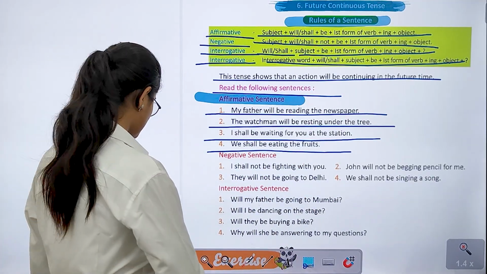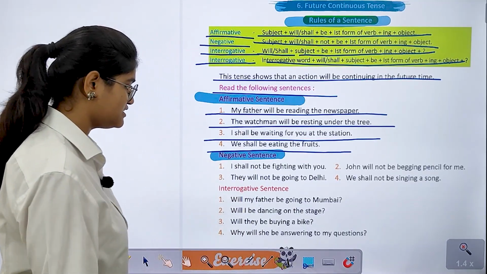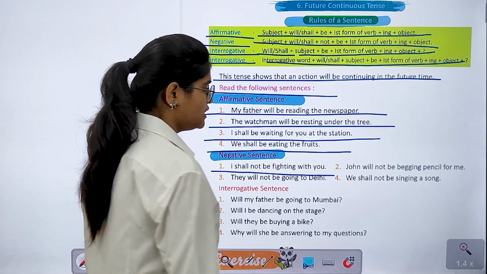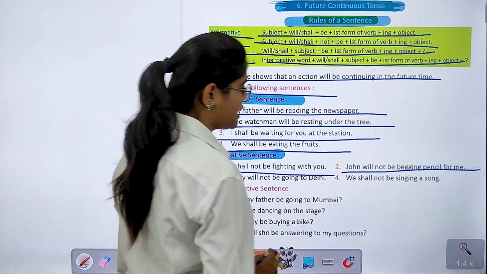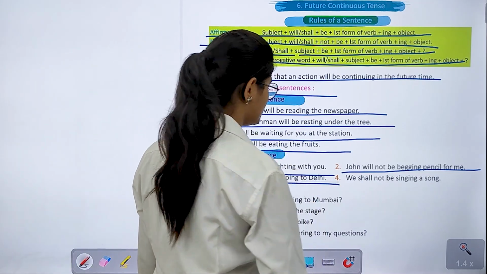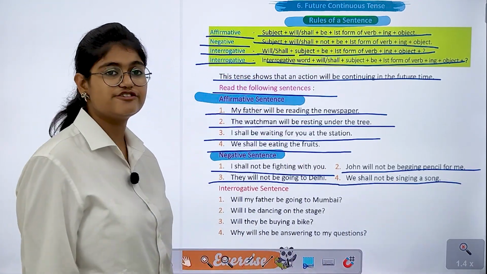Right? Next is the negative sentence. Now what are the negative sentences? I shall not be fighting with you. John will not be begging pencil for me. They will not be going to Delhi. We shall not be singing a song.